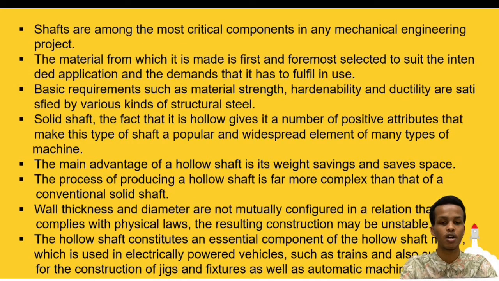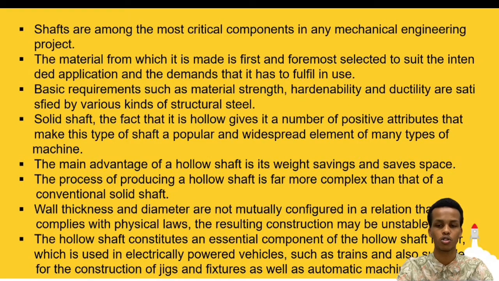The main advantage of a hollow shaft is that it saves weight and space. The process of producing a hollow shaft is far more complex than that of a conventional solid shaft. If wall thickness and diameter are not configured in a relation that complies with physical laws, the resulting construction may be unstable. Lastly, the hollow shaft constitutes an essential component of the hollow shaft motor, which is used in electrically powered vehicles such as trains, and is also suitable for the construction of jigs and fixtures as well as automatic machines. So that's the end of my topic.